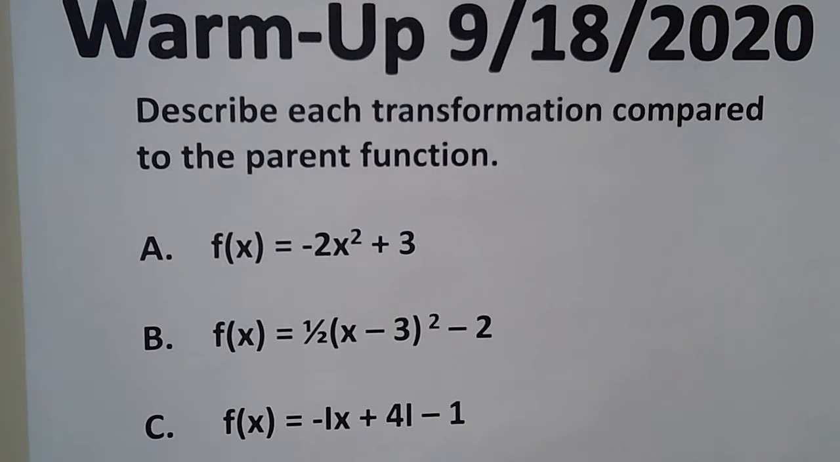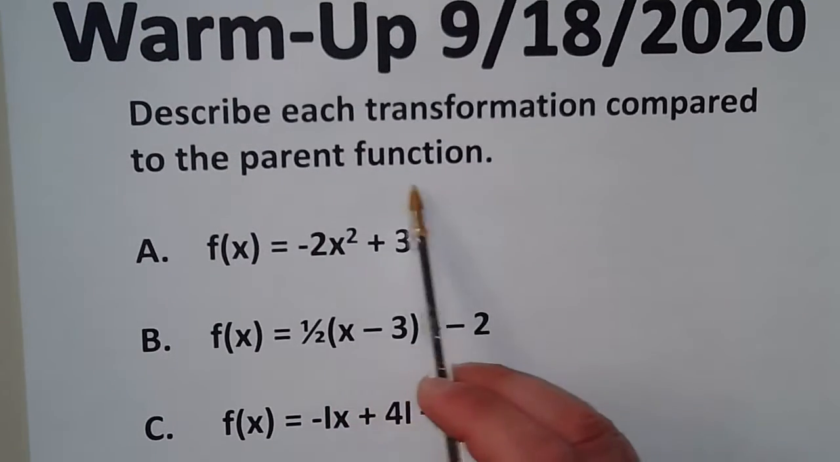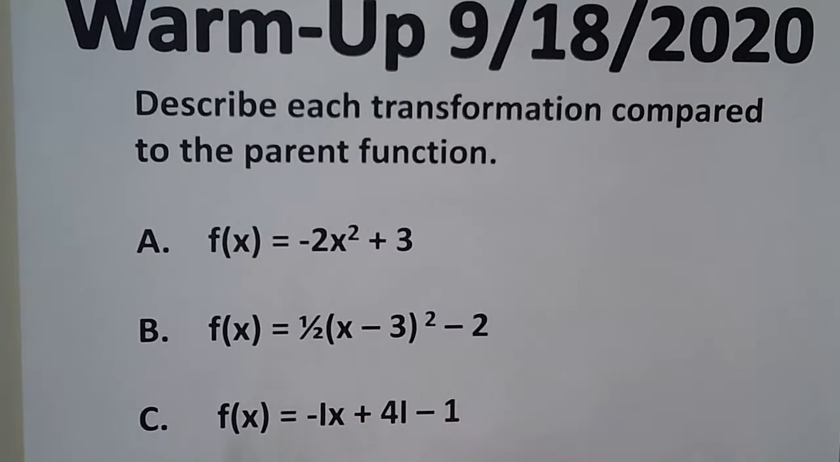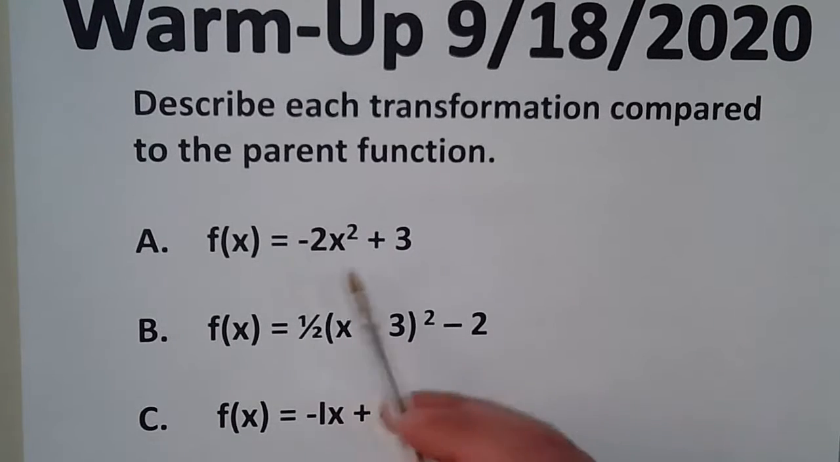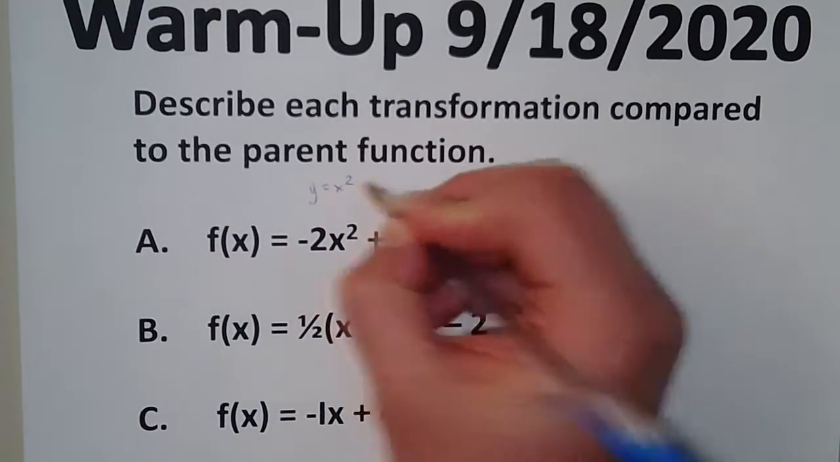Okay, so the warm-up problem says describe each transformation compared to the parent function. When they say parent function, I've said this a few times, but just to be really clear, the parent function is the base function where nothing is being done to it. In other words, it's strictly the shape. For example, this is an x squared graph, so the parent function for this one would be just y equals x squared.